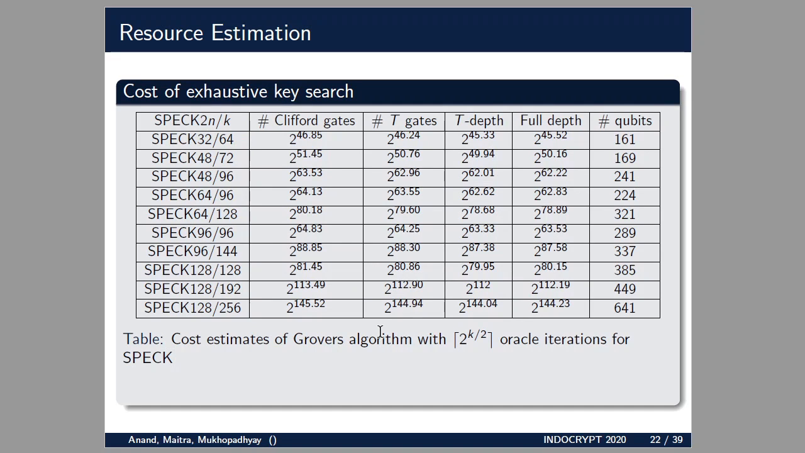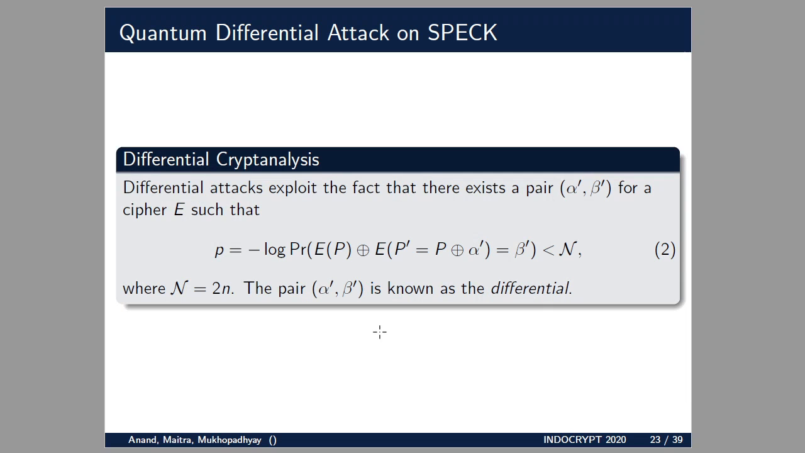Then we estimate the cost of Grover's algorithm with 2 to the power K by 2 oracle iterations as this. Now we study the quantum differential attack on SPECK. We study the quantum resources required to implement the differential attack on SPECK. Here we present circuits for two main types of differential attacks, the differential distinguisher and the last round attack, and then analyze the resources required to implement these on a quantum computer for SPECK.